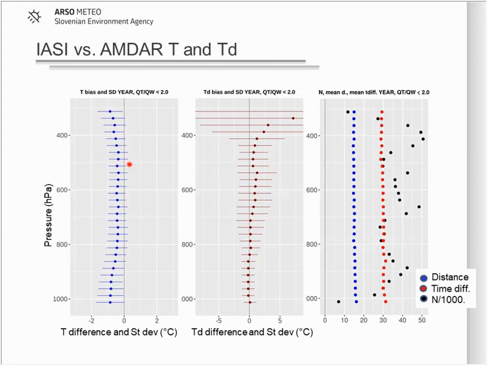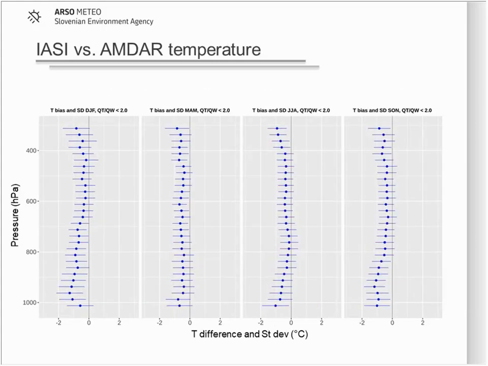Okay, we see that compared to AMDAR, IASI is a little bit colder, and we have approximately 1.5 Kelvin standard deviation. And here we have the dew point temperature, and we see that the variability is the largest in these mid levels. Okay, but there's not much difference in terms of bias between the two. We did a seasonal comparison of these profiles, and I'm showing you here the temperature.